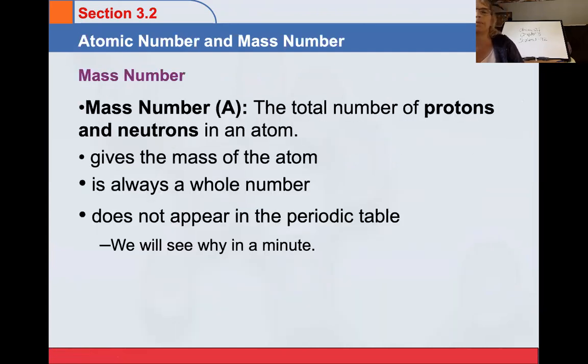So the mass number is the total number of protons plus neutrons. It gives the mass of the atom, and it's always a whole number. Now, this number actually doesn't appear in the periodic table, and in a few slides in the next section, we'll see why this number doesn't show up in the periodic table, but it is the number of protons plus neutrons.